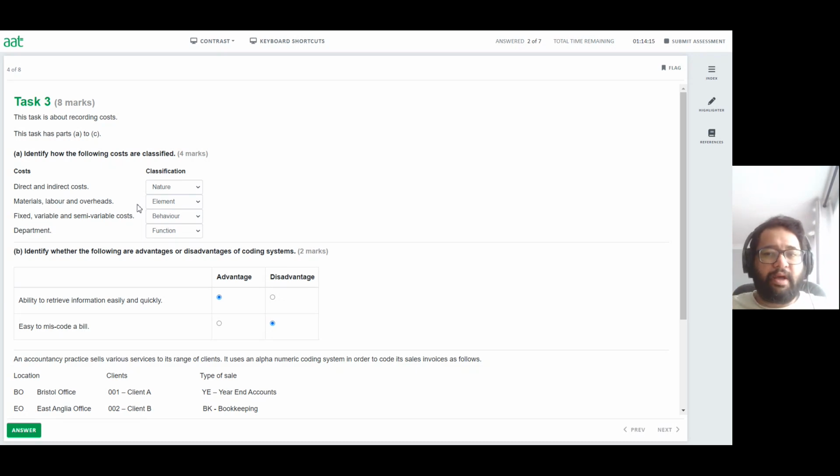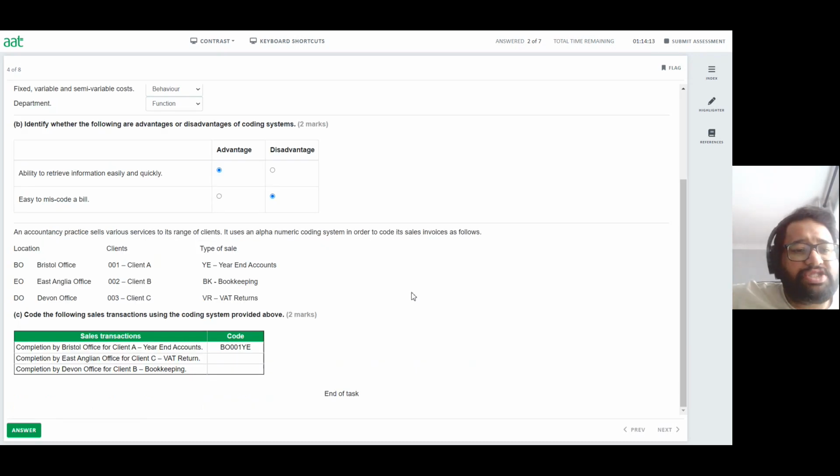So here, further down, an accountancy practice sells various services to its range of clients. It uses an alphanumerical coding system in order to code its sales invoices as follows: one by location, then by clients, and then the type of sales. If you notice, they use an alphanumerical system here. So you start with 2 letters, 3 numbers, and 2 letters after that. It's a mixture of all three of them, but we just have to consider how it works.